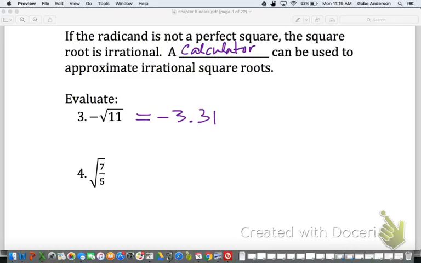Okay, so I did not specify where to stop. If given a quiz or a test, I'll say round it off to the 10th place or 2 decimals or whatever, but we can just write that for the moment. And then square root of 7/5. Once again, 7/5 is not a perfect square. 16/9 was. 7/5 is not, so we're going to use the calculator here. Square root of 7/5 is 1.18321. So approximately 1.18.